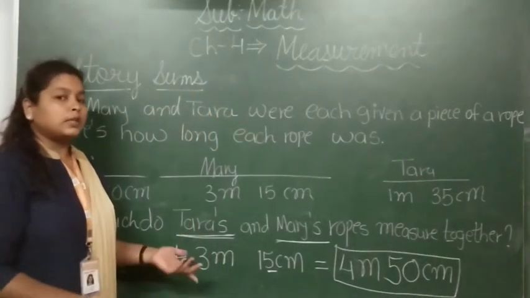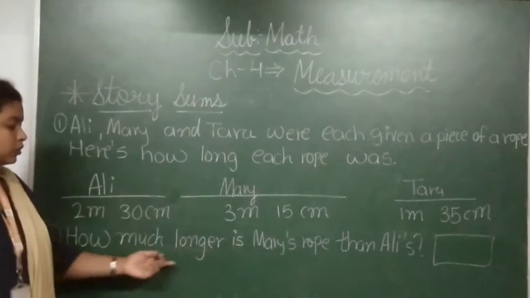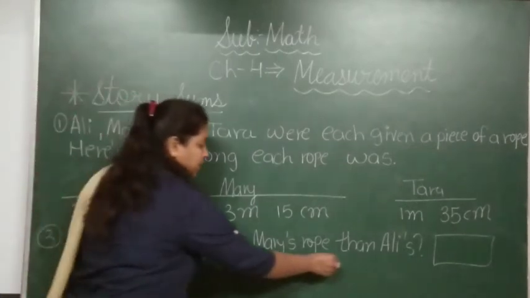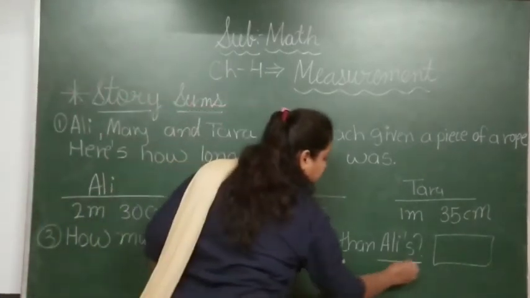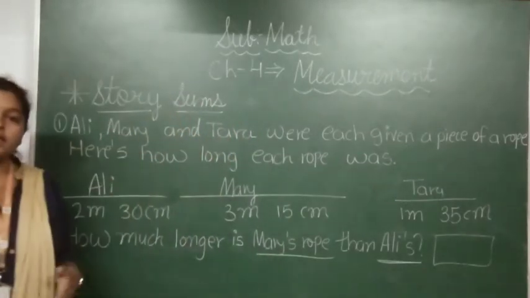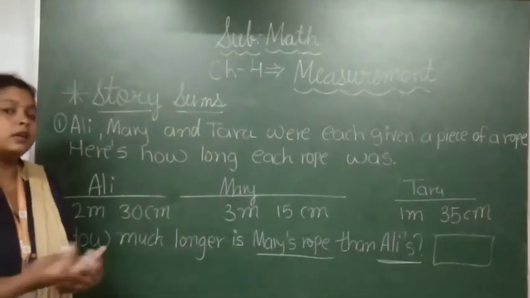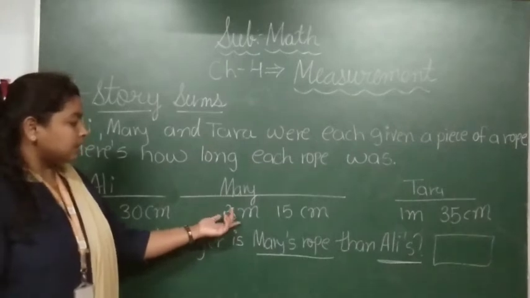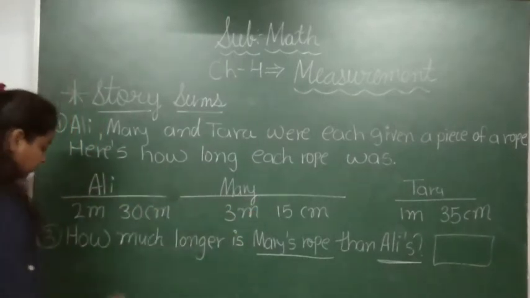Okay. Now move to the next question. How much longer is Mary's rock than Ali's? अभी आपको क्या देखना है कि मैरी की रॉक कितनी लॉन्ग है than Ali. So Mary's length is 3 meter and 15 centimeter.